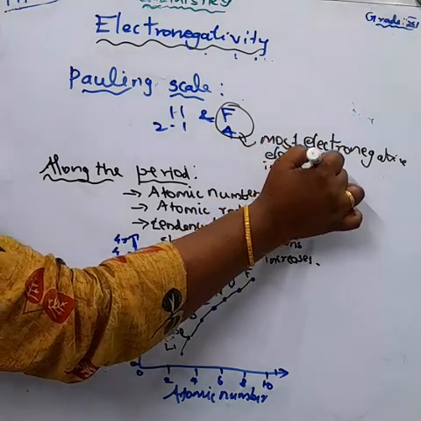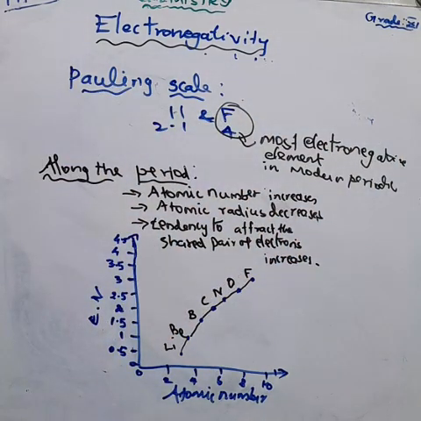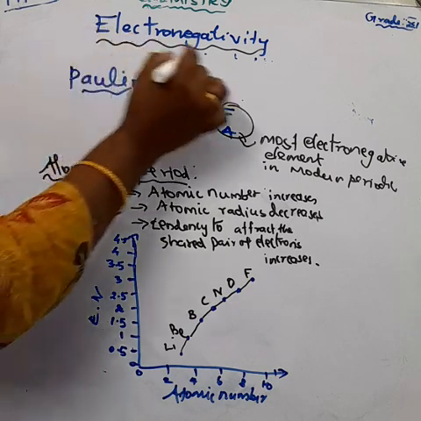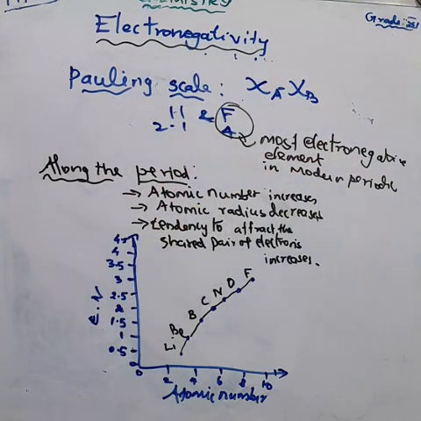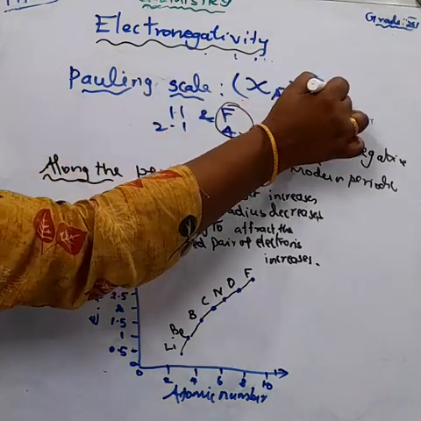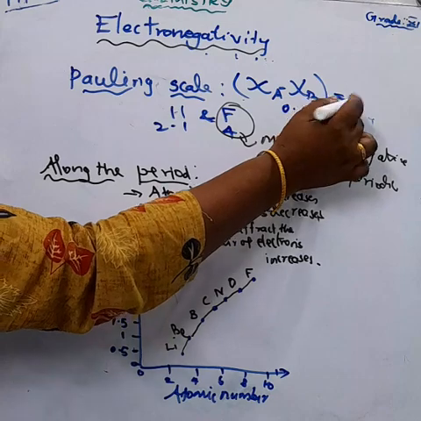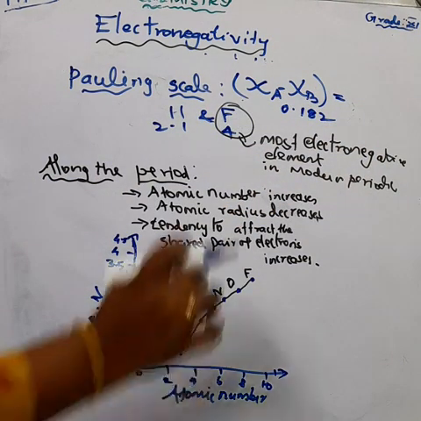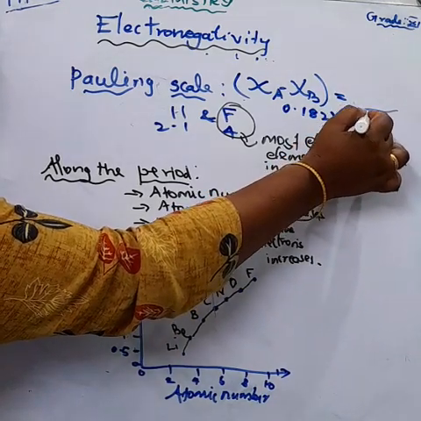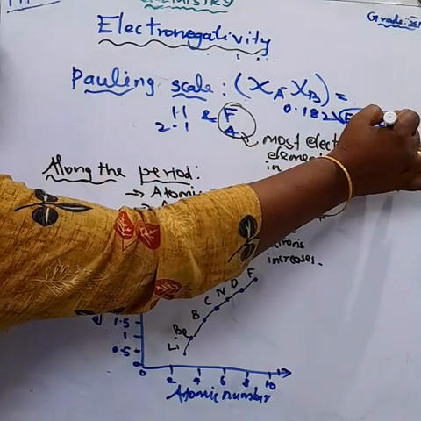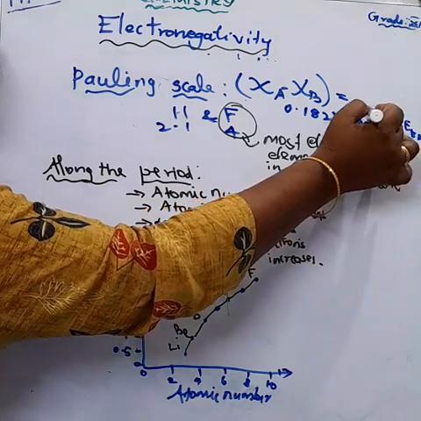To calculate the electronegativity of other elements, one formula is given: chi A minus chi B, that is the difference between the electronegativities of two atoms, chi A and chi B, is equal to 0.182 times the square root of EAB minus the square root of EAA into EBB, the half square. That is, there is another square root here.